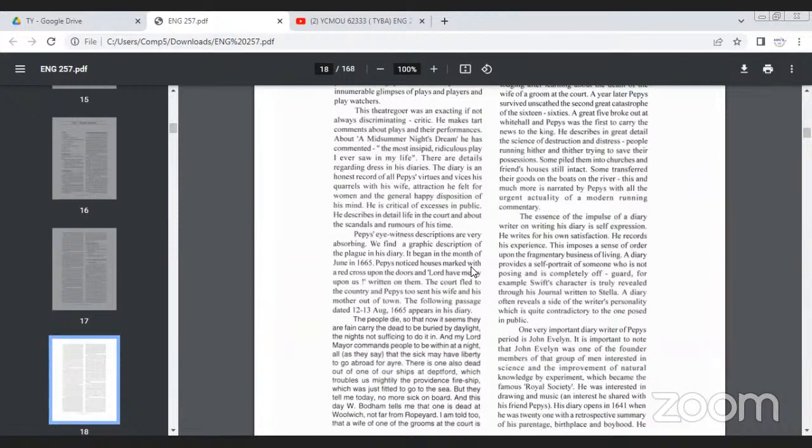The following passage, dated 12 and 13 August 1665, appears in the diary. "The people die so that now it seems they are fain to carry the dead to be buried in the daylight, the night not sufficing to do it in. And my Lord Mayor commands people to be within at night, that the sick may have liberty to go about for air."